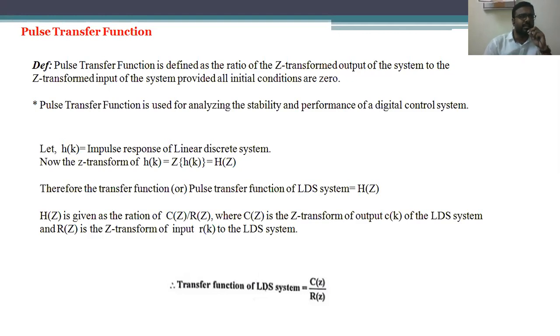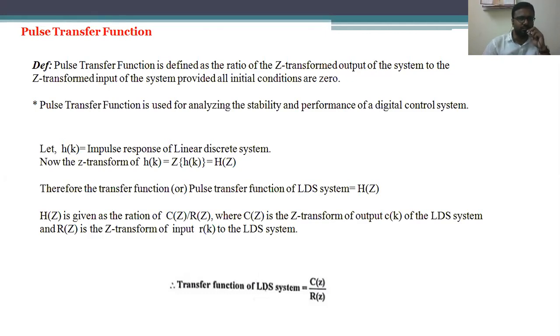Okay, mainly this pulse transfer function is used for analyzing the stability and performance of the digital control system. Okay, this pulse transfer function is mainly used to analyze the stability as well as the performance of the digital control system. To determine the stability and to analyze the performance of the digital control system, this pulse transfer function is used. Okay, so let us frame the equation for the pulse transfer function.